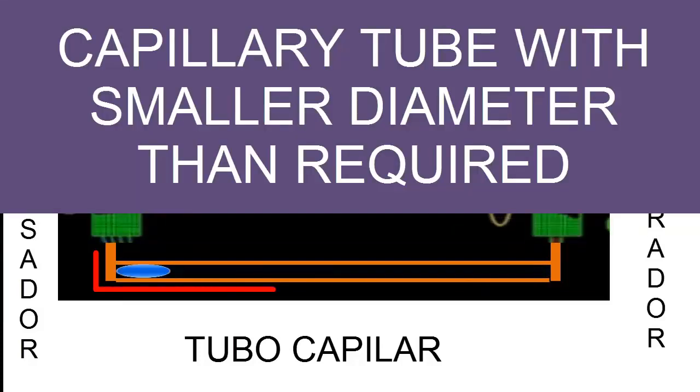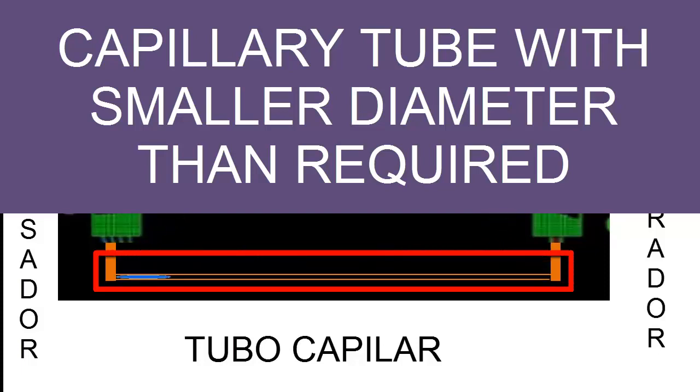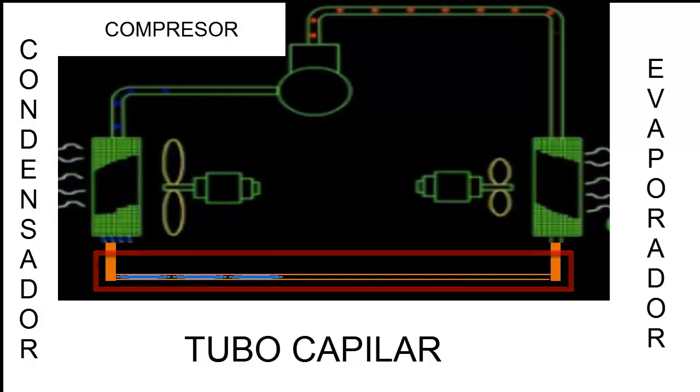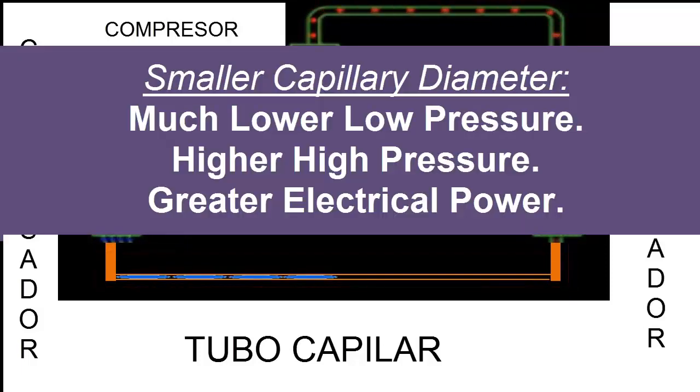Now what happens in the fourth case when we place a smaller diameter than we need? When we place a smaller diameter than we need, the greatest effect will also be on low pressure. It does not mean, I repeat, that high pressure is not affected, because it is a complete cycle. Everything is going to be affected. But what we are going to see the most is the effect at low pressure. When we have a smaller diameter, we are going to have a noticeable decrease in low pressure.